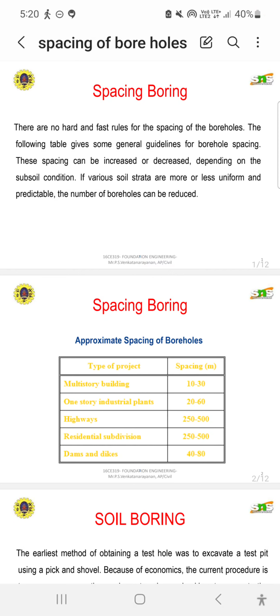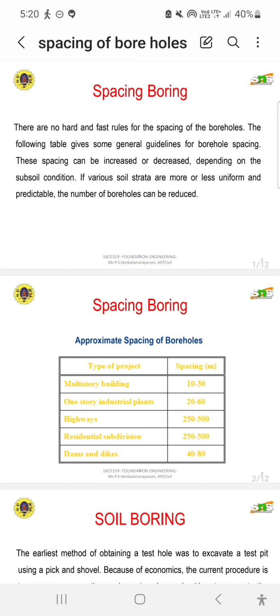So today my topic is about spacing of boring. What is meant by spacing of boring? What are the rules we have considered for the spacing of boring? The following tables give some guidelines for our borehole spacing. These are the spacings we have considered for our construction techniques.